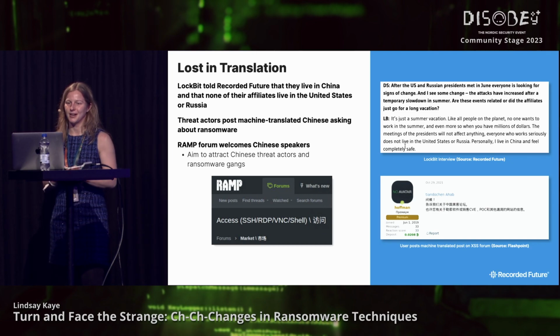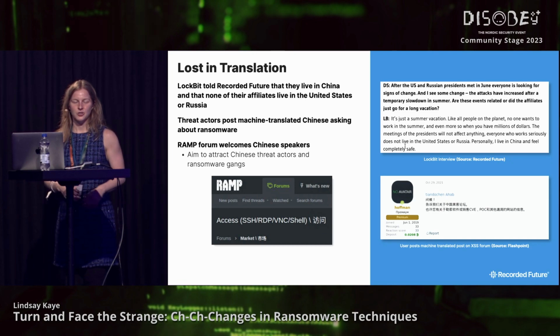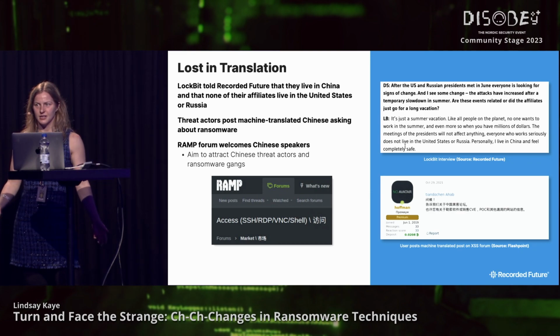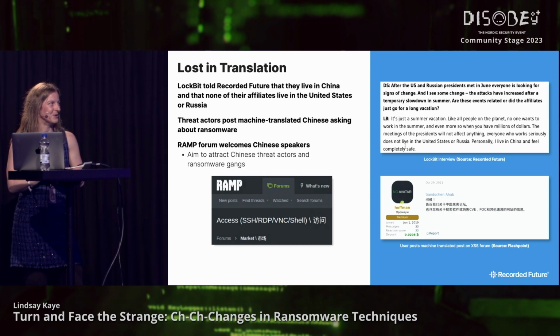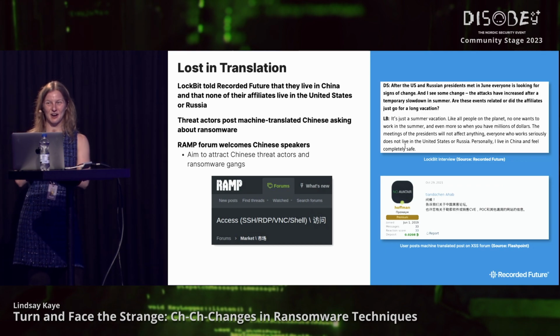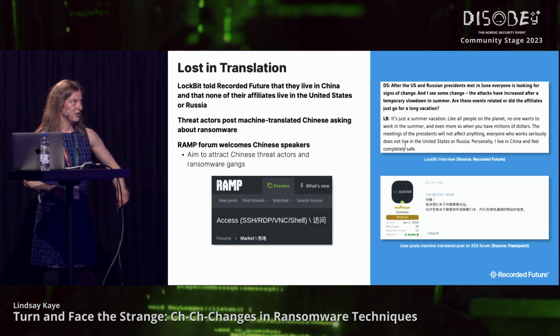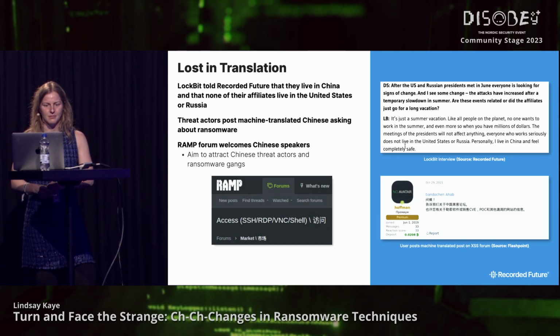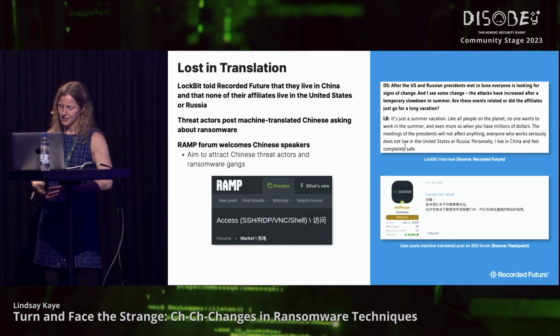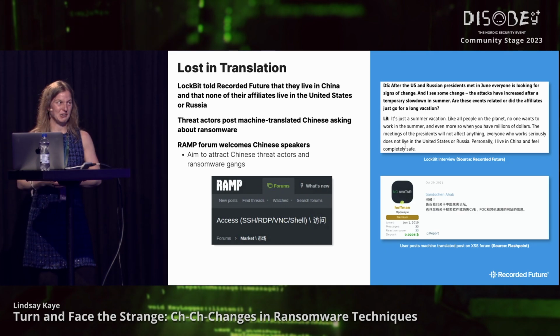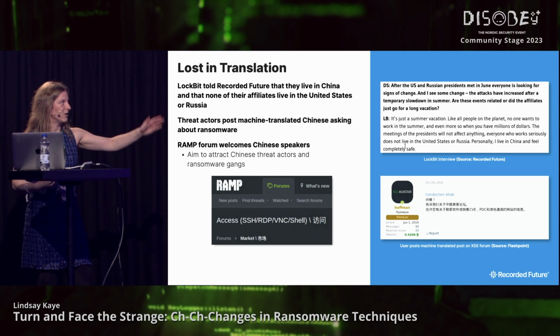This is not just them. Sometimes you'll see threat actors post machine-translated Chinese asking about ransomware on some forums. You can see on the bottom right an example of one of these. I talked to one of my coworkers who speaks Chinese, and he was like, this is not right. In case you're super familiar, that's not great, and the tone is super incorrect for what you'd expect. Other forums like RAMP, a pretty popular forum, also try to welcome Chinese speakers. So they're really trying to attract Chinese threat actors and ransomware gangs. Not entirely sure why, but that's what that looks like.